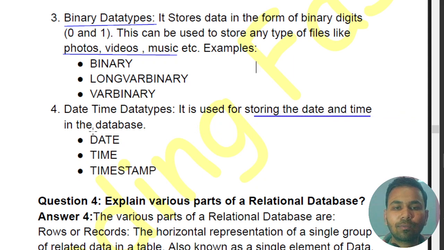Suppose I have to store at what time my employees come to the office, or at what time they leave, or at what time any operation gets performed, any order gets executed, any transaction gets executed in the database. That all can be done by using the date time data type. It has 3 parts: date, time, and timestamp.